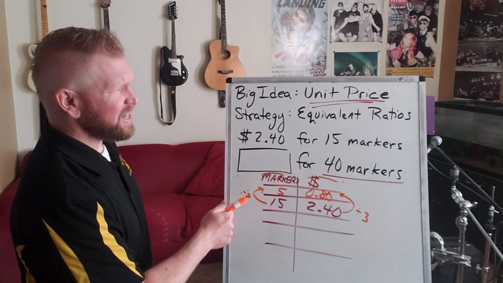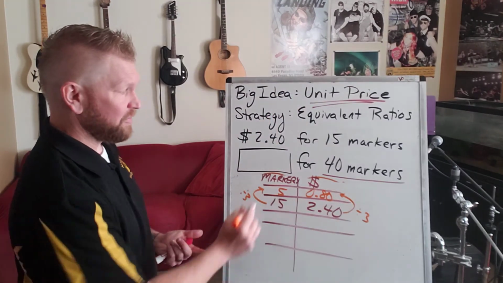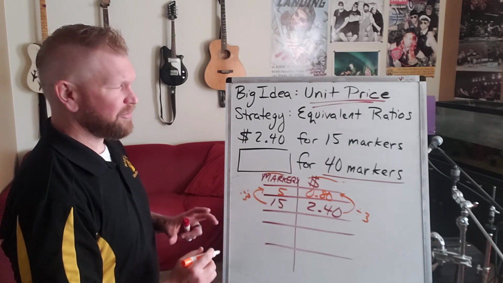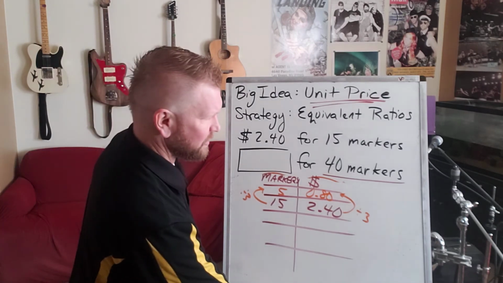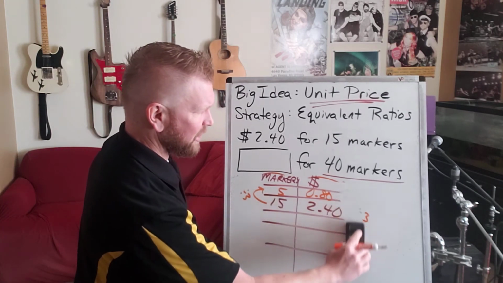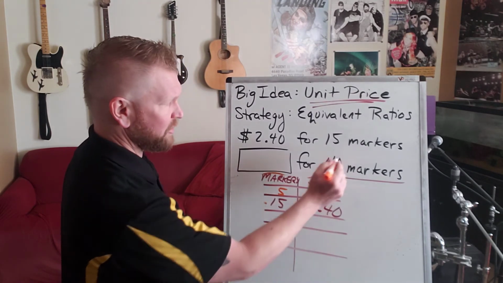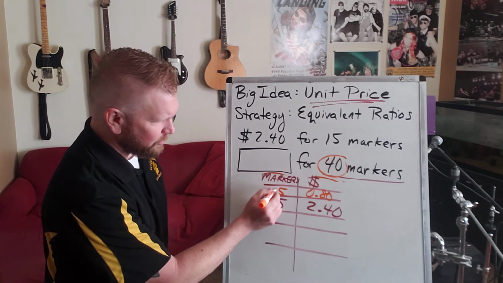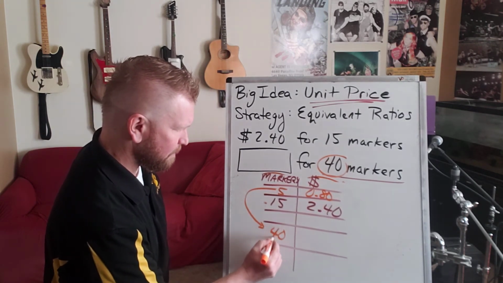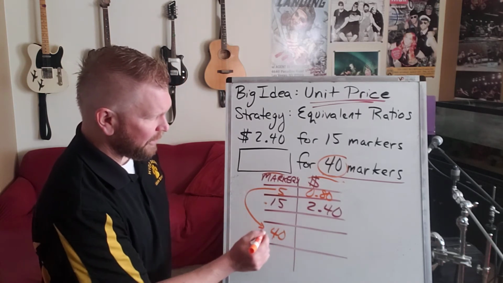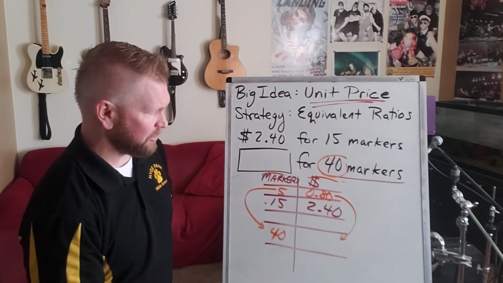Now this is not a unit price, because a unit price means how much for 1 marker. We have how much it costs for 5 markers. In this version, I'm kind of bypassing the unit price. So now the question is this. I know how much it costs for 5 markers, but the goal is to figure out how much it will cost for 40 markers. Is there anything you can do to 5 to increase it to 40? If you multiply or divide this side to get that to 40, you have to do the same thing over here to figure out how much money that would be.